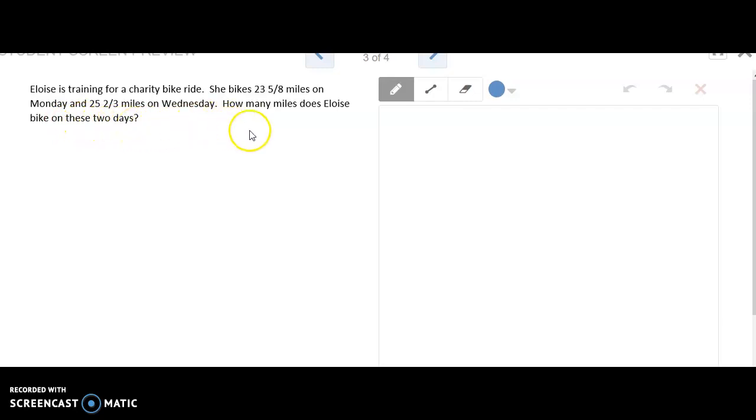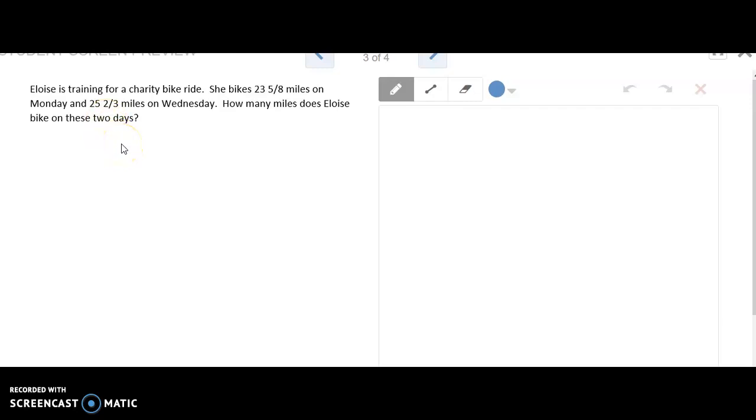Well, if I had the ability to mark up my question here, I would find the important information. She bikes 23 and 5/8 miles on Monday, and she bikes 25 and 2/3 miles on Wednesday. I would highlight those details. Then it says, how many miles does Eloise bike on these 2 days? So altogether, how many miles?